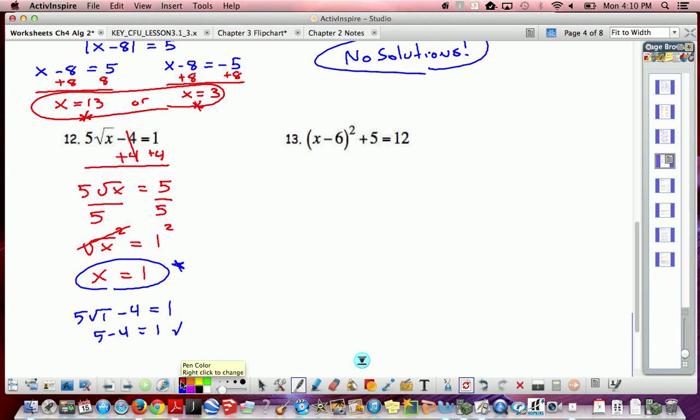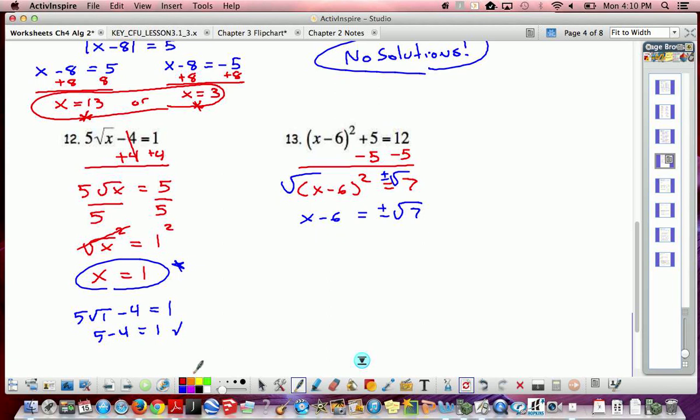Number 13, same process, just trying to get x by itself. So subtract 5 from both sides. So x minus 6 quantity squared equals 7. Next part is I want to square root both sides. Square root, square root. So x minus 6 equals, don't forget the plus minus, so plus minus the square root of 7.